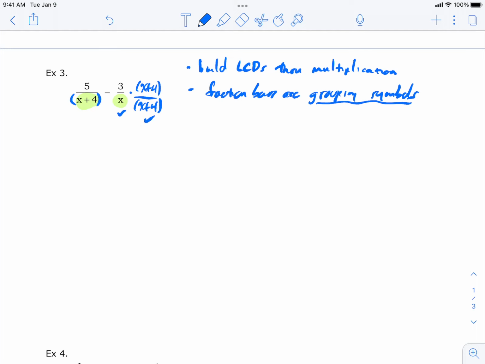And then this one we're going to have to multiply by x over x. It kind of doesn't matter whether you put it in front or in the back. So now this denominator has both an x plus 4. Okay, we're ready to rock and roll.